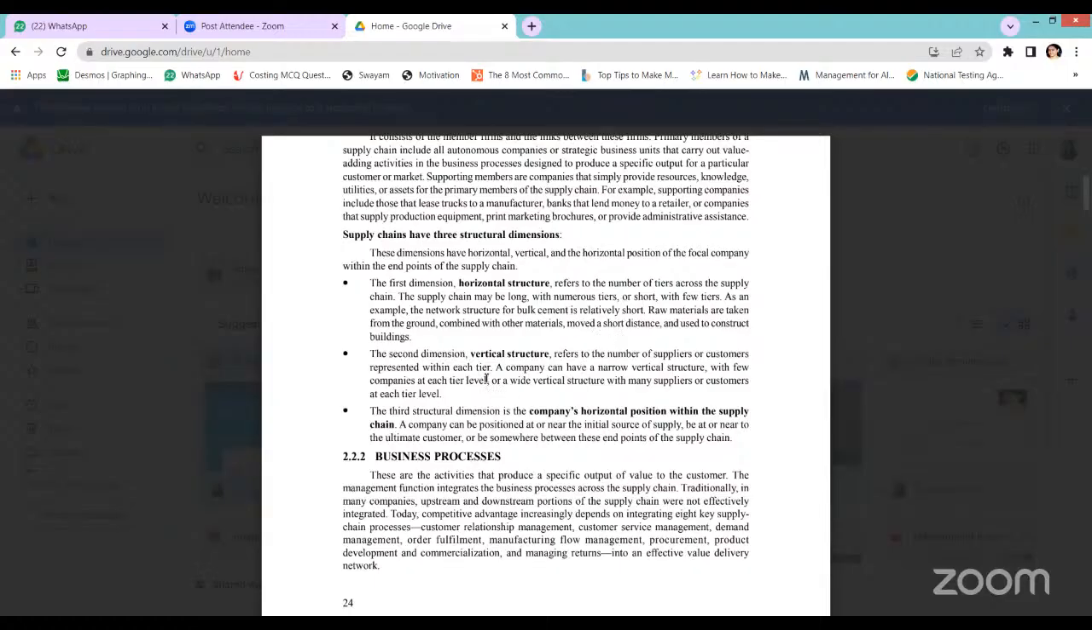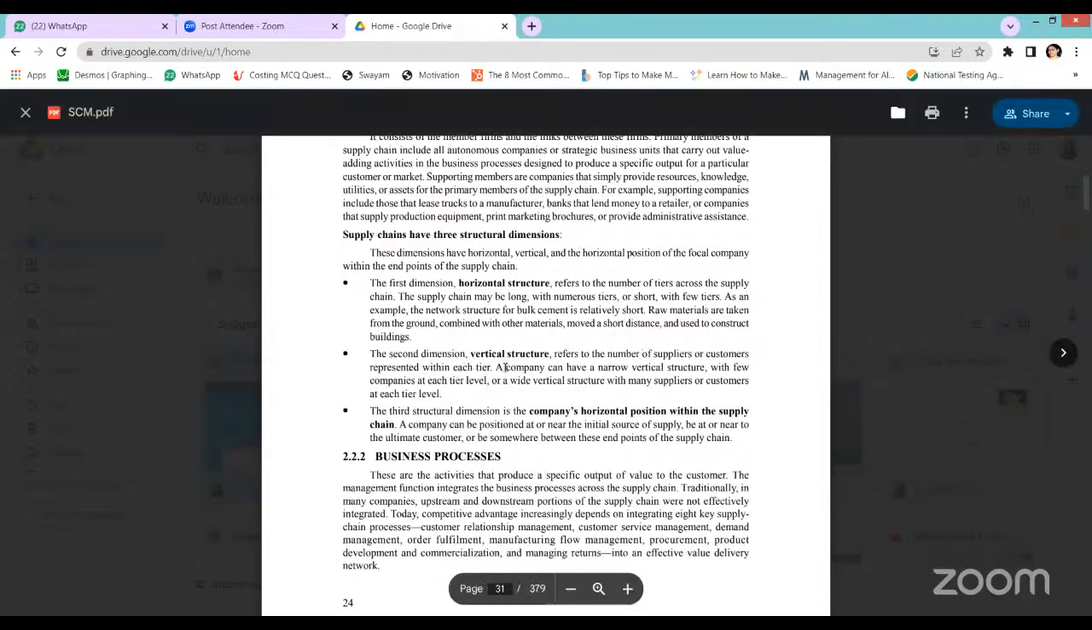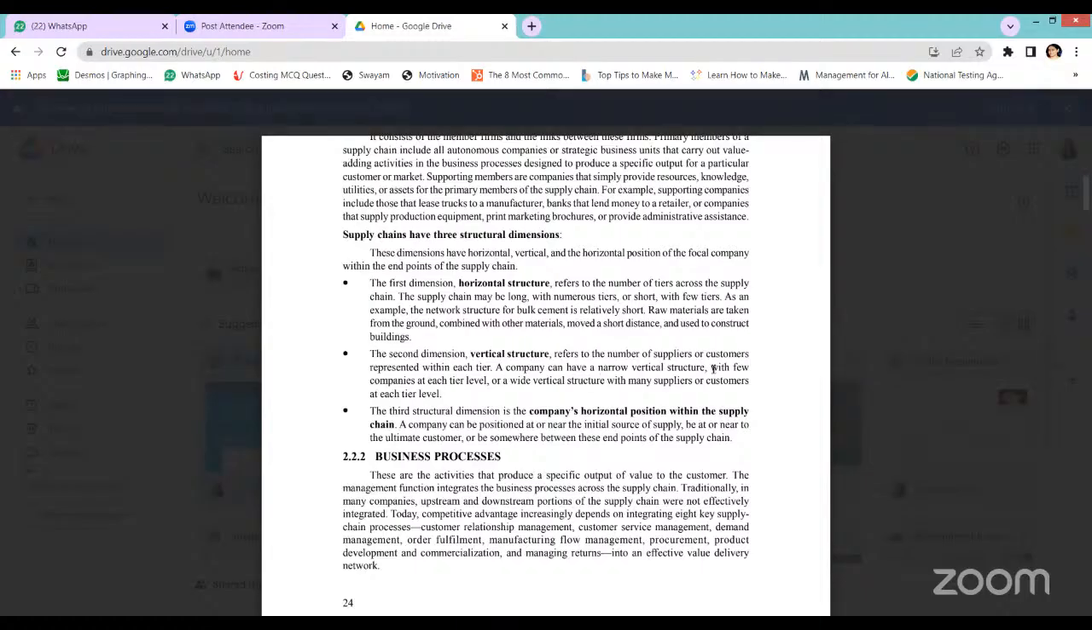the buildings. Vertical structure is the number of suppliers or customers represented within each tier. A company may have a vertical structure, like how your materials move from one to the other. So it is generally narrow.